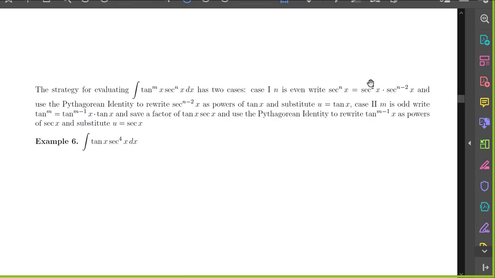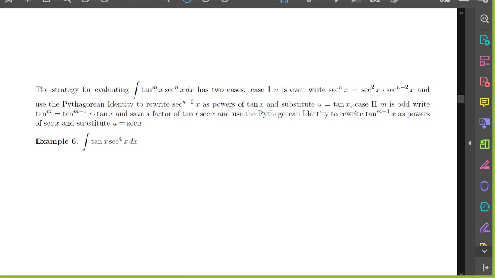Case 2, if m is odd, we rewrite tangent^m as tangent^(m-1) times tangent, and we save a factor of tangent x secant x and use the Pythagorean theorem to rewrite tangent^(m-1) as powers of secant and substitute u equals secant, and we get the same thing happening.